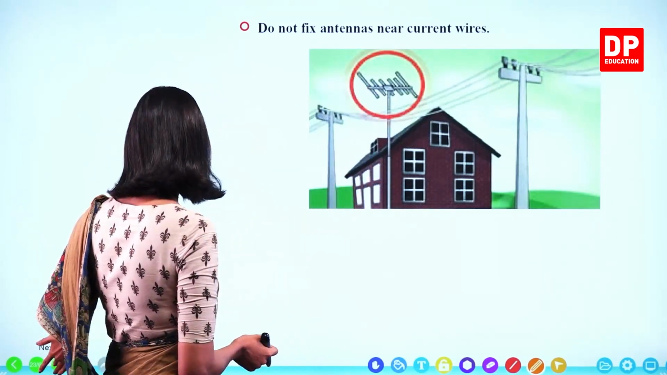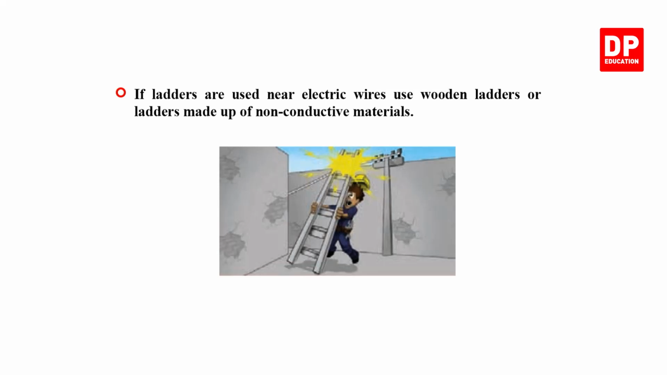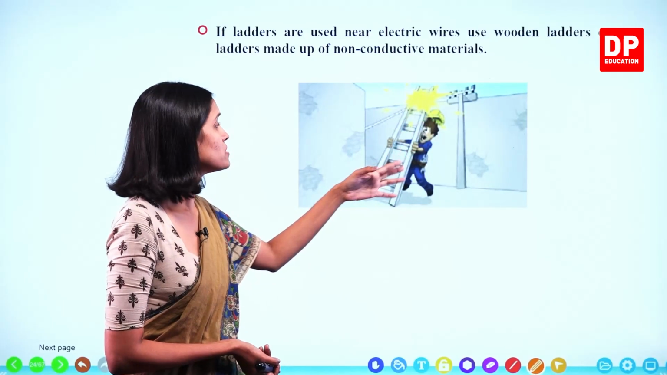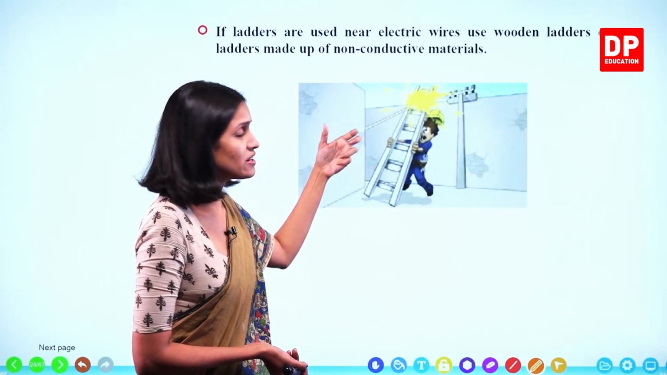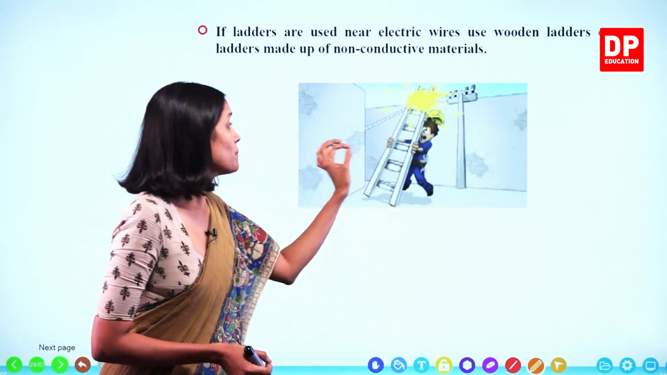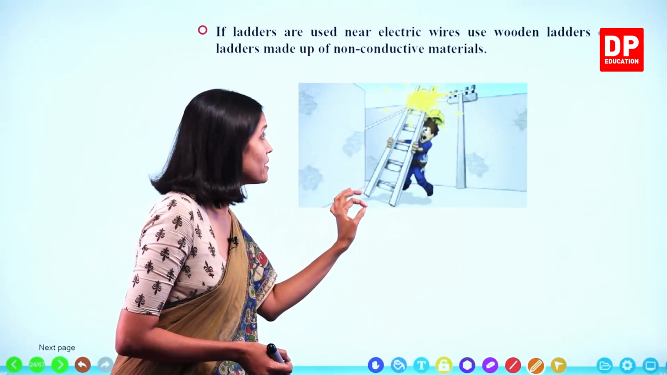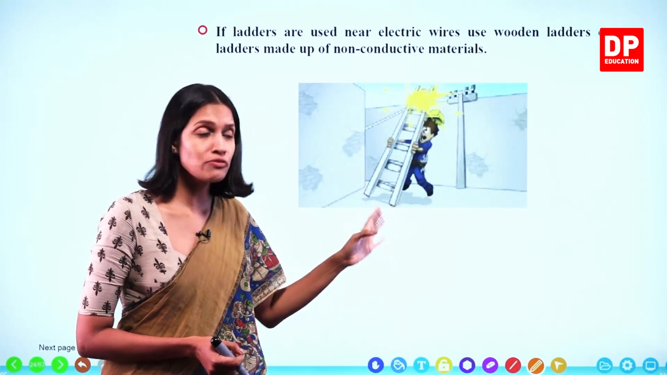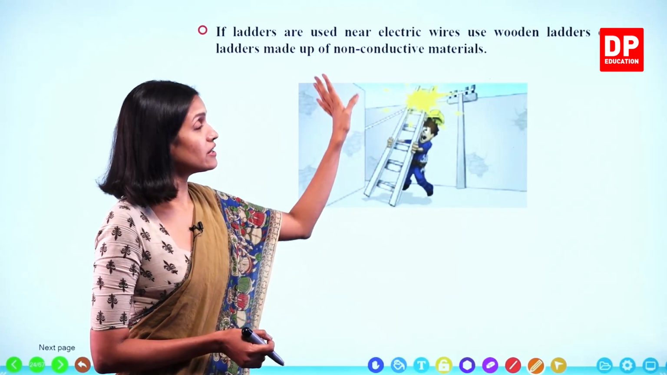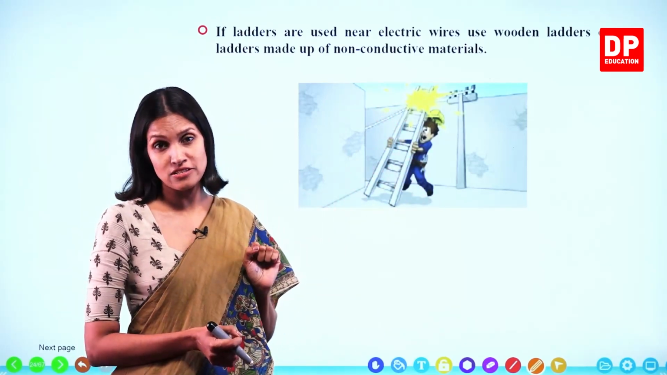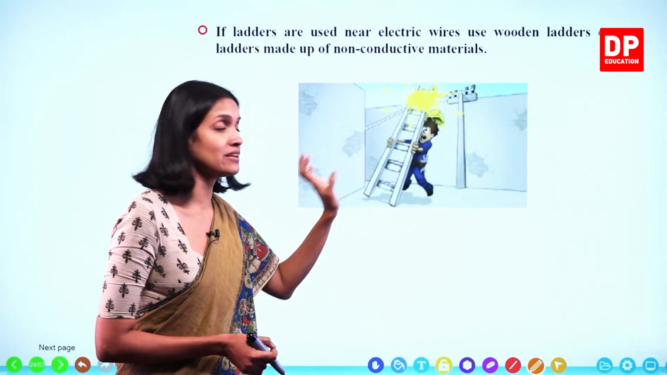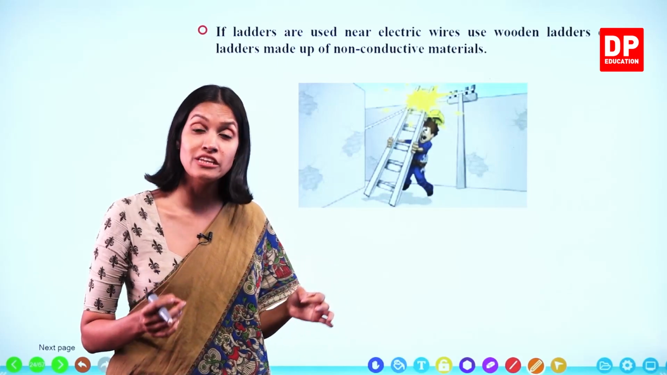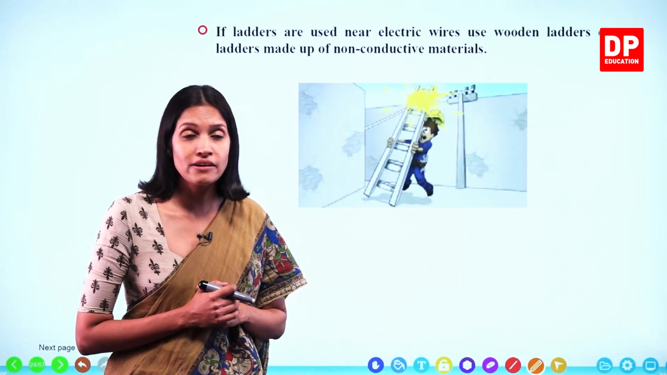Okay, children? Right. And then the next one, if ladders are used near electric wires, use wooden ladders or ladders made up of non-conductive materials. Now sometimes during different types of repairs, if a certain repair is done in an electrical circuit, we should never ever use certain metal ladders. Most of the time these types of metal ladders are made with aluminium. Aluminium is a very good conductor, right?